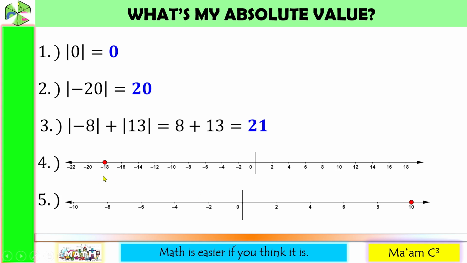What is the absolute value of this point here? That is from 0 up to negative 18. The absolute value of this is positive 18. How about this one here? From 0 to positive 10 is 10 units, so the absolute value of this point here is positive 10.